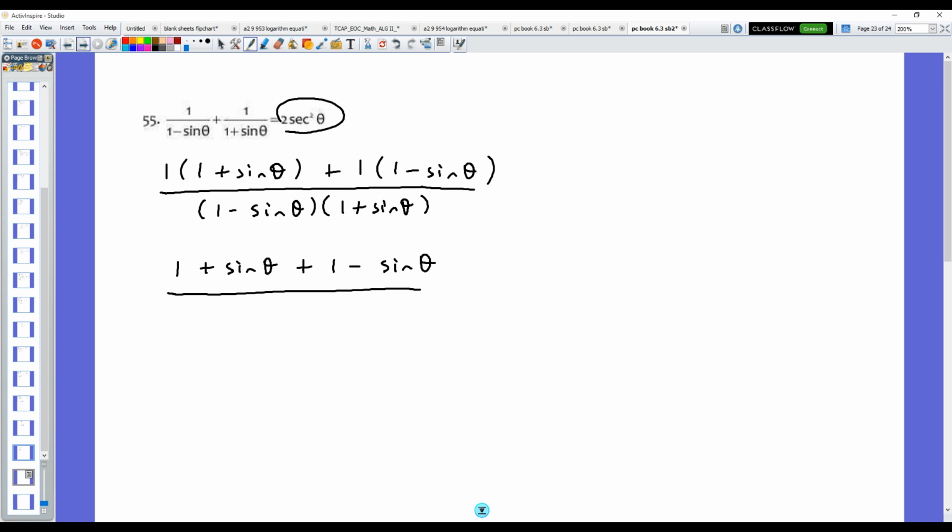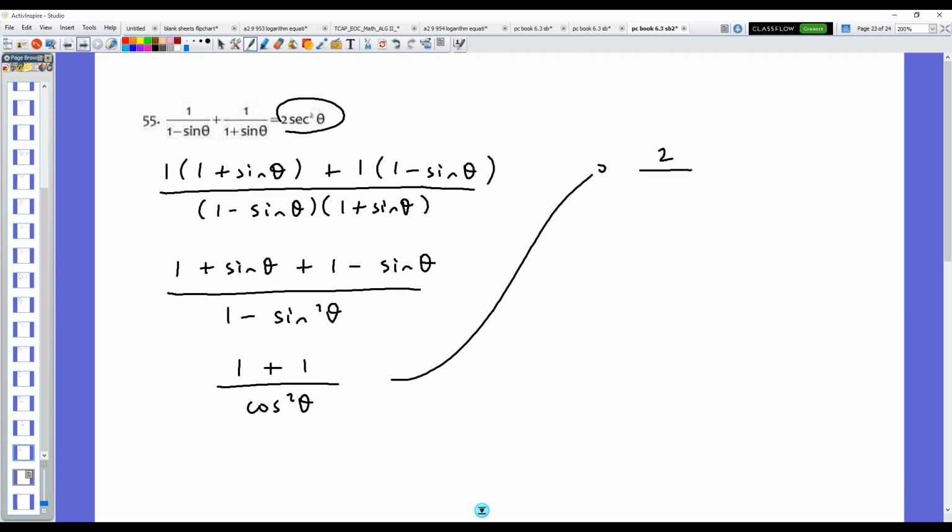On the bottom, my FOIL, I end up with 1 minus sine squared. So up on top, the signs cancel, leaves me with the 1 plus the 1. On the bottom, I can replace that with cosine squared. I'm doing one thing on top, one thing on the bottom at a time. I do not want to lose my audience. 1 and 1 on top makes a 2. And 2 over a cosine squared is the same thing as 2 times a secant squared. And that was a delightful little problem.